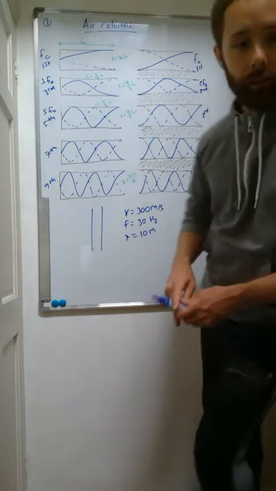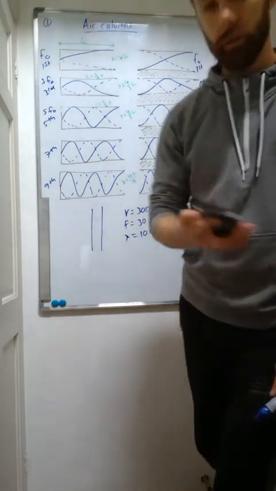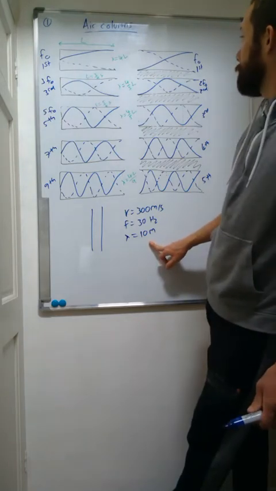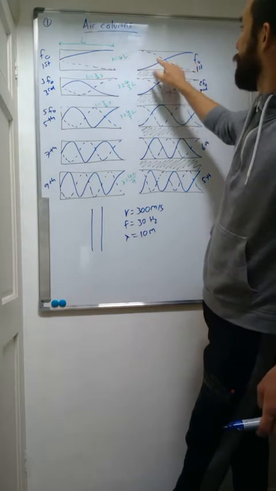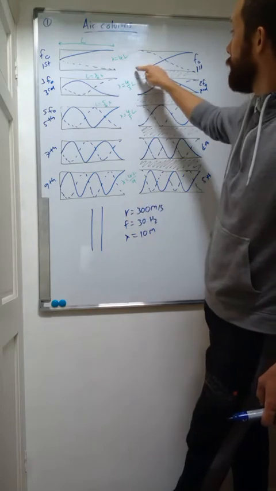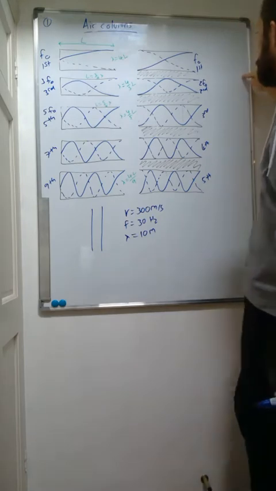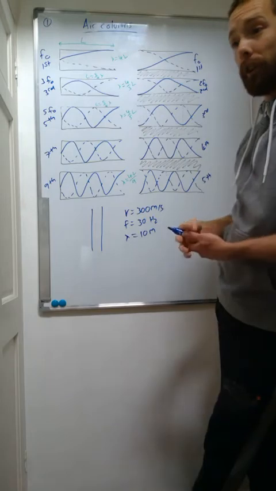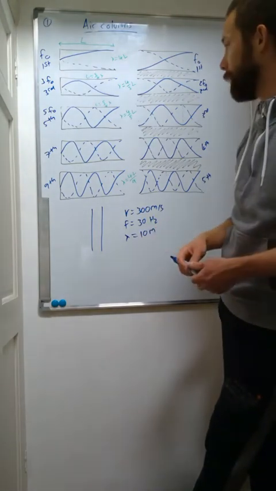Now, if our wavelength is 10 meters, and we look at a pipe that is open at both ends, we know that our pipe is going to have to be at least 5 meters long, because here, to create the fundamental, if your wavelength is 10 meters, your pipe is going to have to be 5 meters long. Now, 5 meters might not sound like a lot, but it's quite a large pipe. 5 meters is a big instrument.